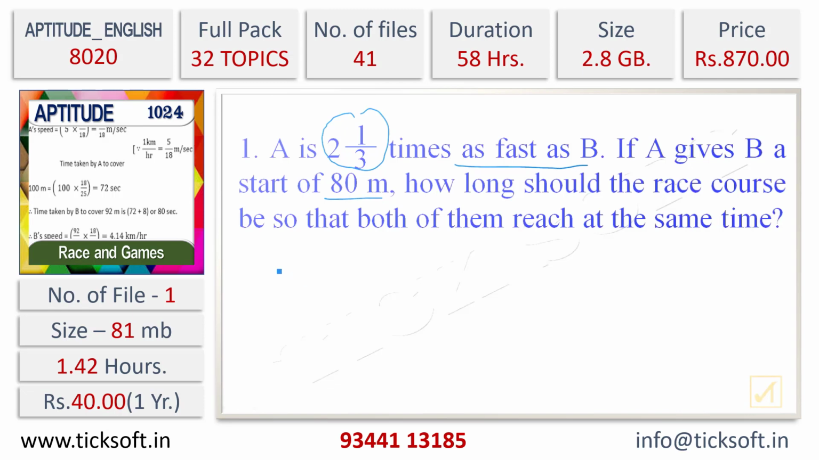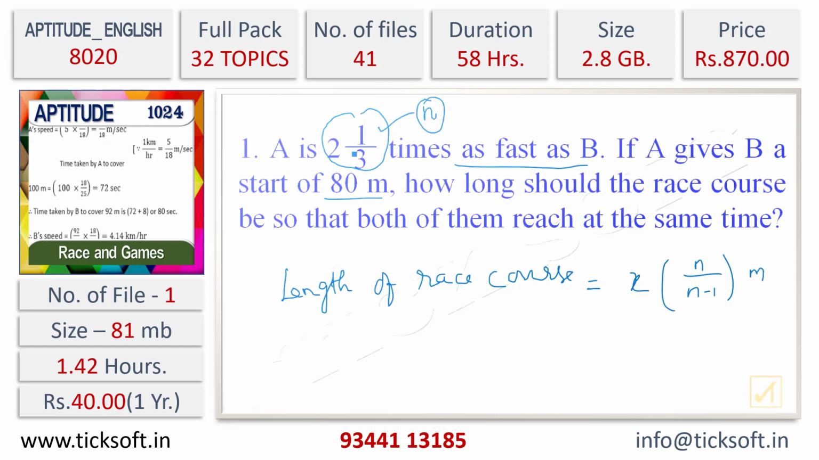What is that? If A is n times as fast as B and A gives B a start of x meters, then the length of the race course will be equal to x into n/(n-1) meters. So now by using this only we are going to get the required answer. Here, what is the value of x? Here this is the value of n, that is, A is n times as fast as B, and A gives B a start of 80 meters, so this is the value of x.